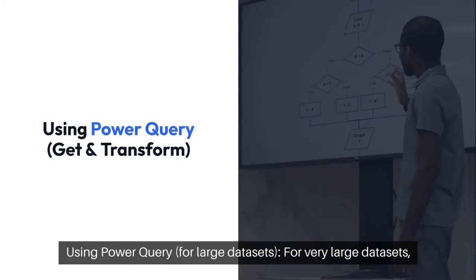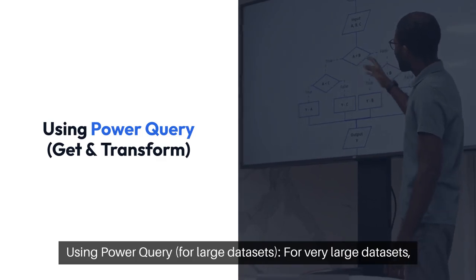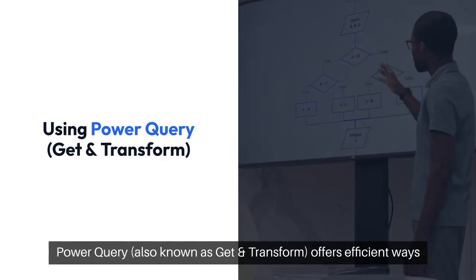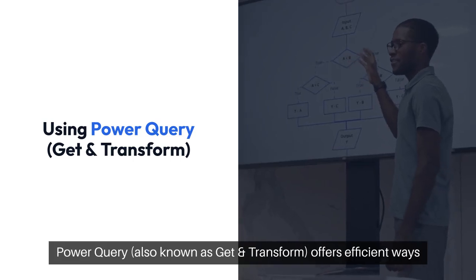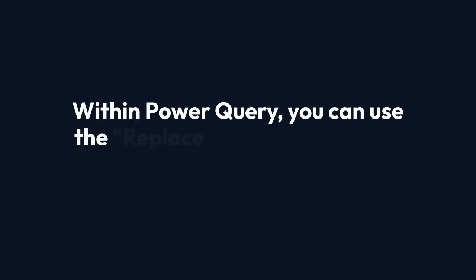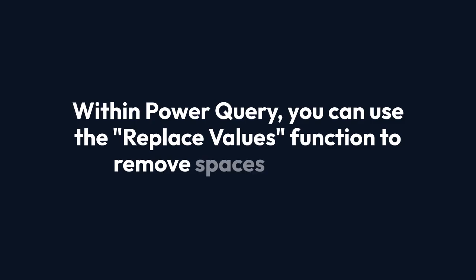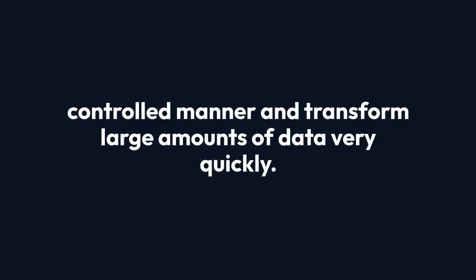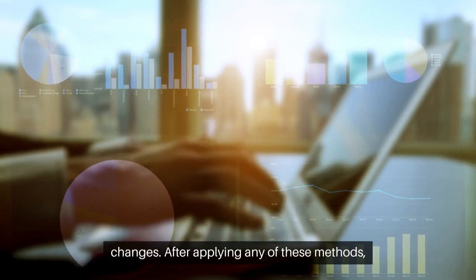5. Using Power Query for large datasets. For very large datasets, Power Query, also known as Get and Transform, offers efficient ways to handle this. Within Power Query, you can use the Replace Values function to remove spaces in a more controlled manner and transform large amounts of data very quickly. Remember to always back up your data before making any significant changes.